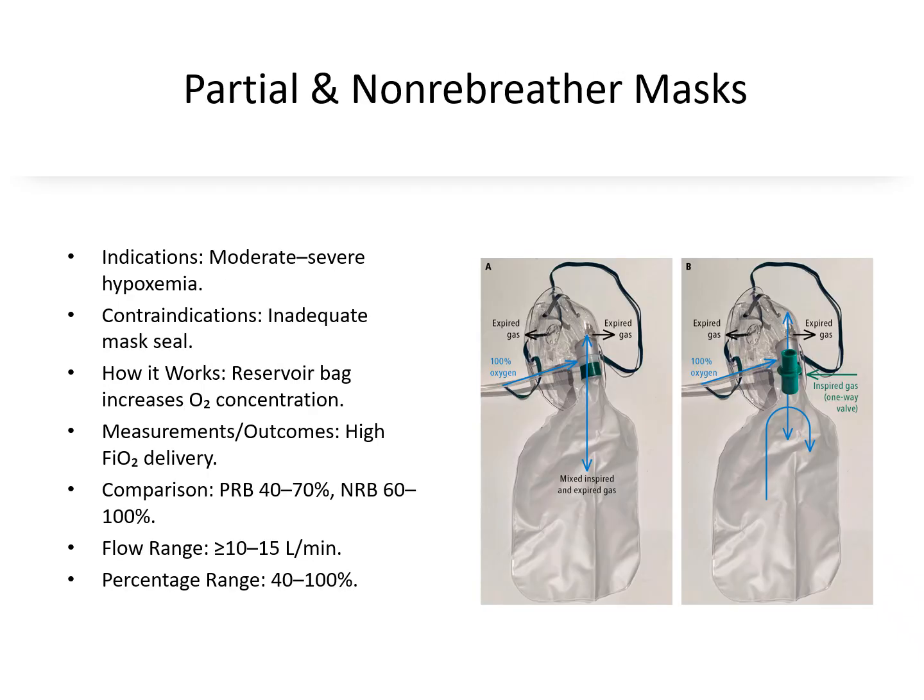Partial rebreather and non-rebreather masks are used for moderate to severe hypoxemia. They're contraindicated if the mask seal is poor. They work by using a reservoir bag to boost oxygen concentration. Outcomes include high FiO2 delivery. A partial rebreather delivers 40 to 70%, and a non-rebreather can reach 60 to 100%. Both require flows of at least 10 to 15 liters per minute.